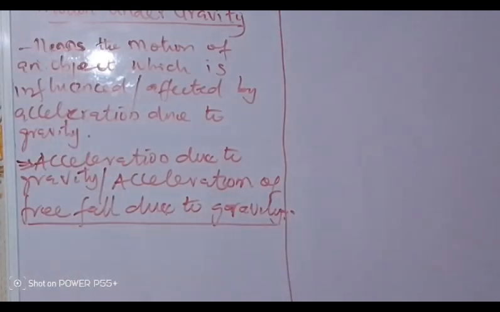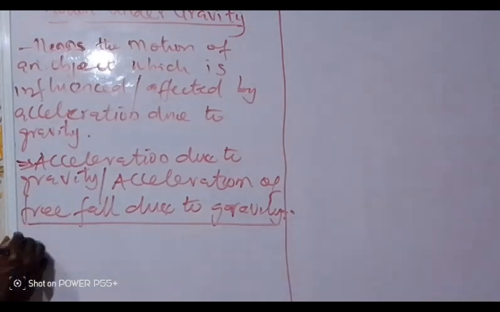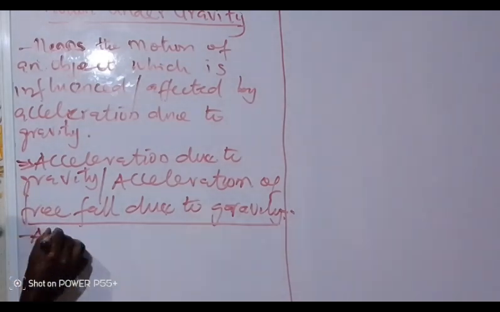When you say acceleration of free fall due to gravity, it means the force of attraction of the Earth on a unit mass which is on the Earth's surface. I take it again. Acceleration due to gravity means the force of attraction of the Earth on a unit mass on the Earth's surface.